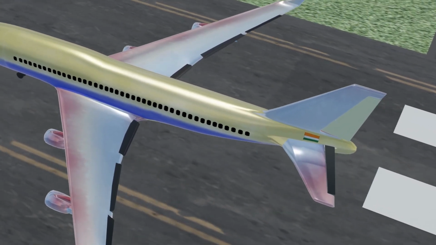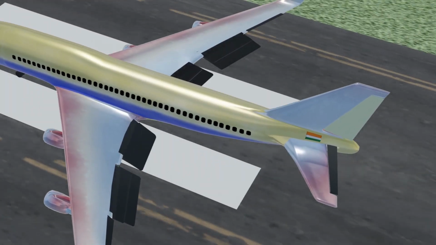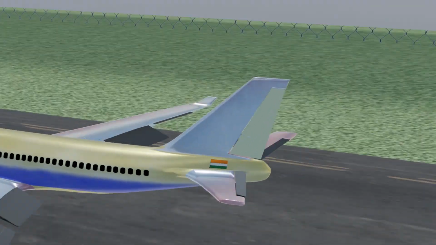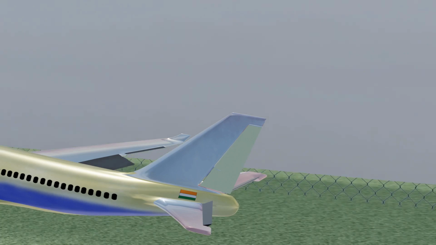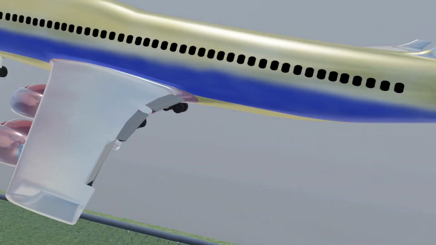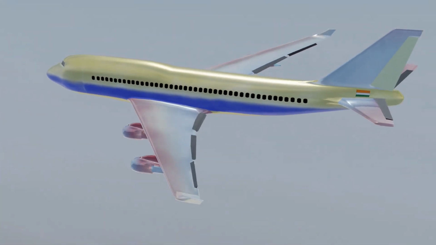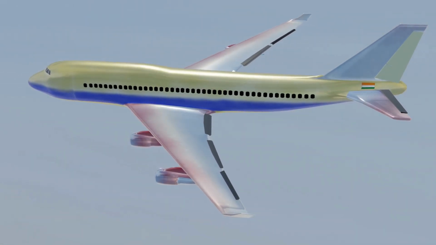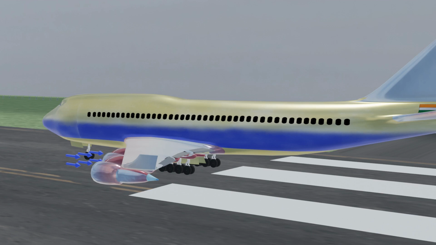Engine is speeding up. Flaps deployed. Elevators moving up. Flaps retreat. And that's it. Okay, now let's find how all of this happens.